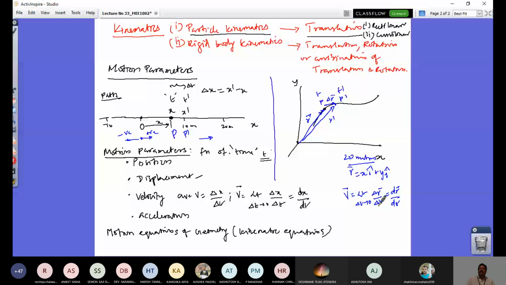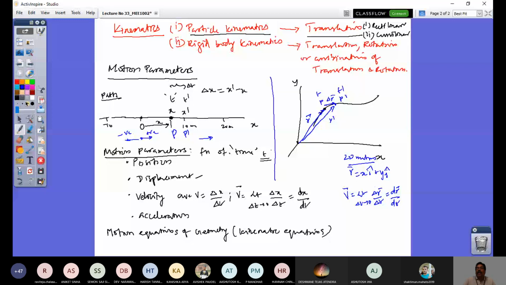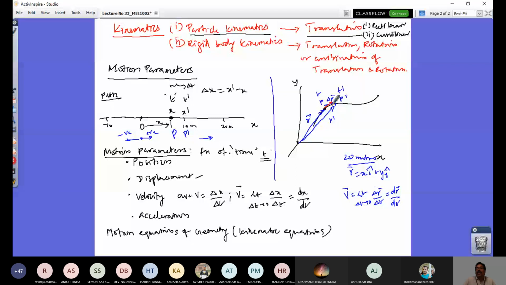the velocity vector. The direction of this velocity vector, if you look at any point on a curve, is tangential. So this is my velocity v, and at this point it is velocity v dash. If I take another point here, the velocity is in this direction. It is always tangential to the path. Here this is velocity v, and here it is velocity v dash, right?